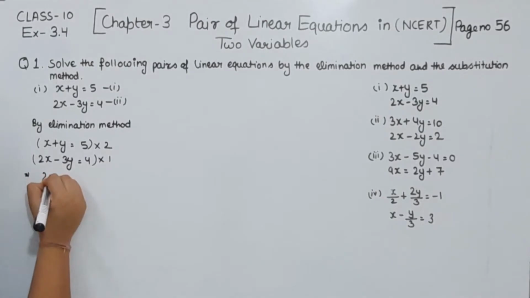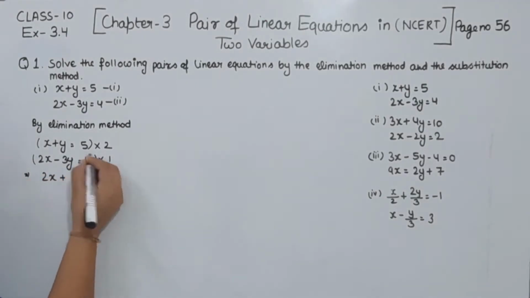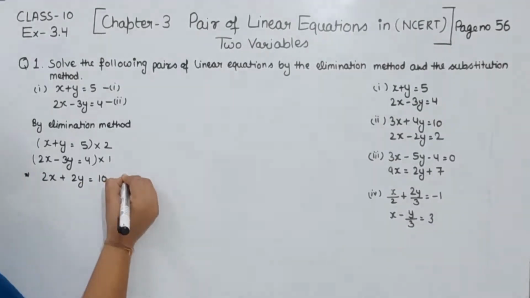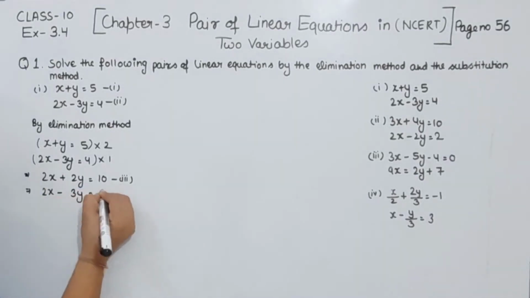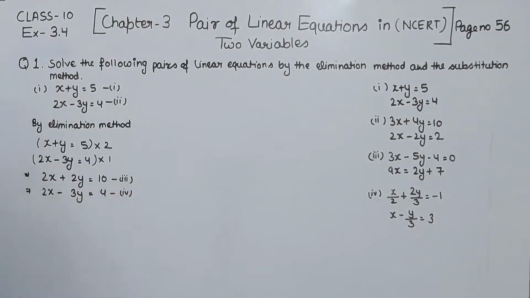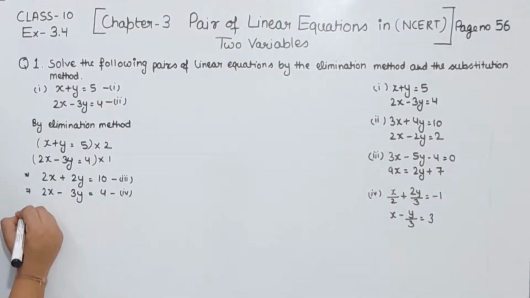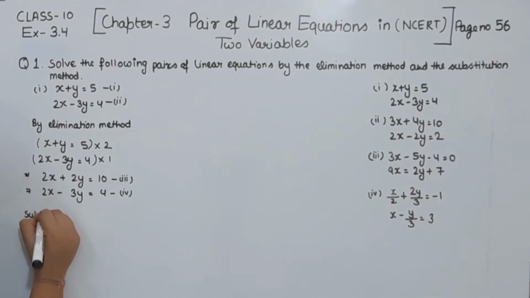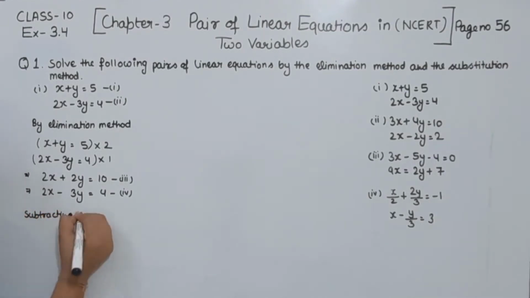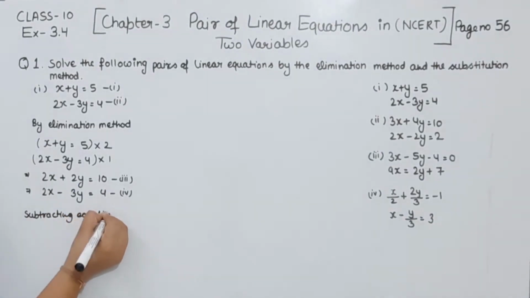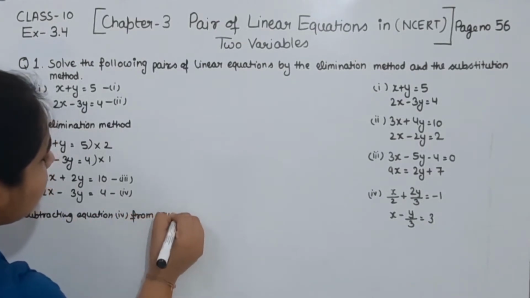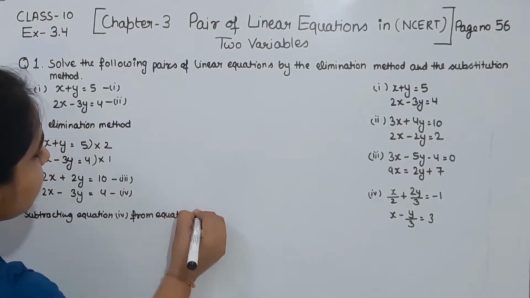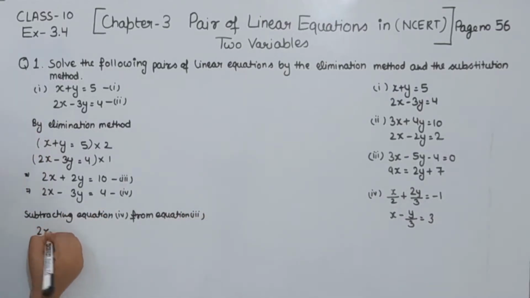So here we have 2x plus 2y equal to 10. This is equation number 3. And here we have 2x minus 3y equal to 4. This is equation number 4. Now we are going to subtract both the equations. We are going to write here: subtracting equation 4 from equation 3.